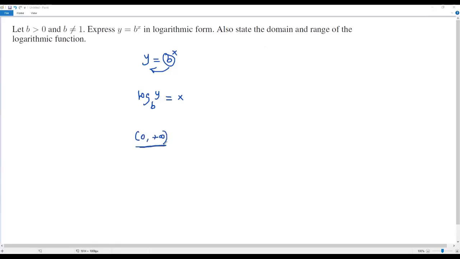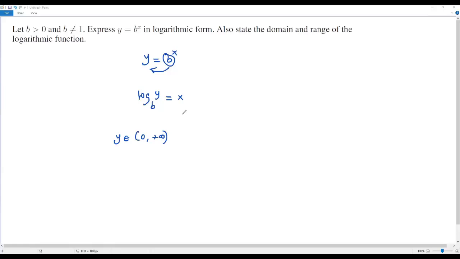So here I am using an open interval. That means both 0 and positive infinity are not included. We can consider any value between 0 and positive infinity. That is, all positive values we can consider for y. So this is the range of this logarithmic function.